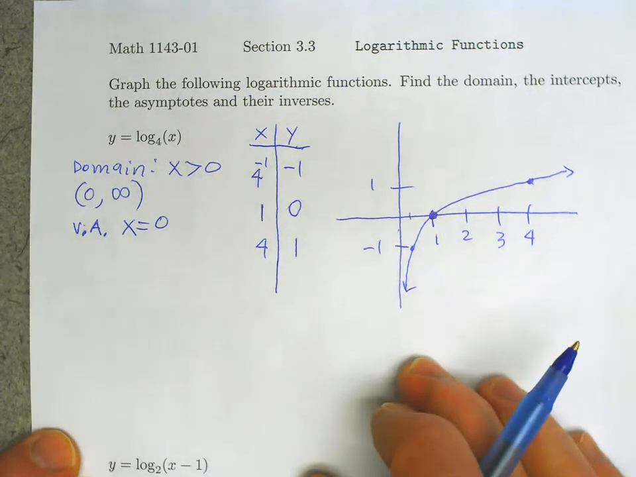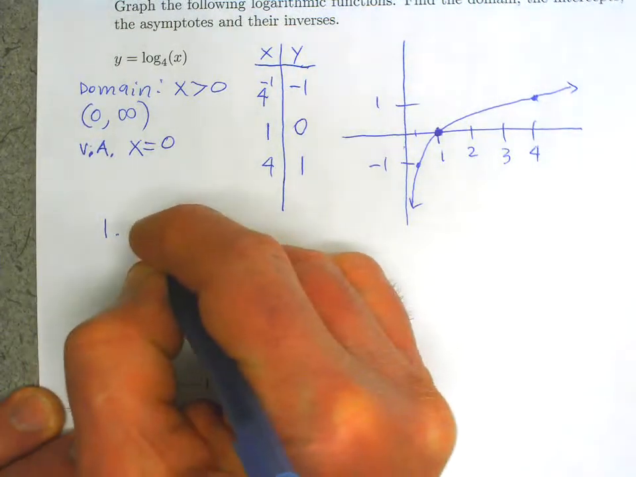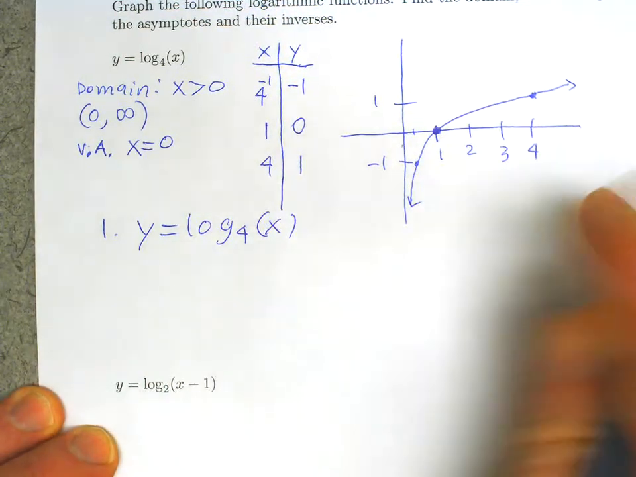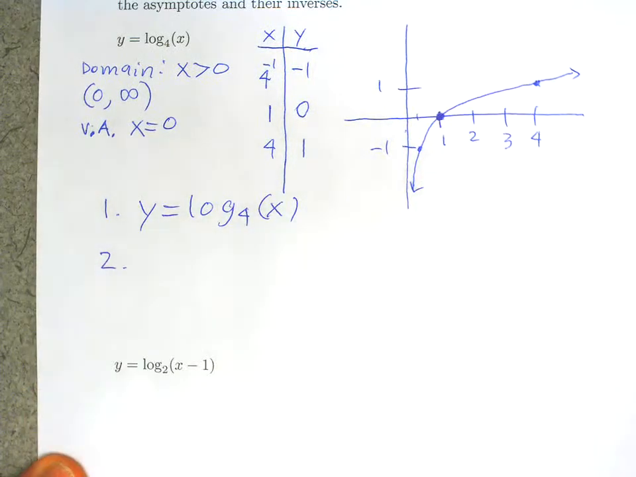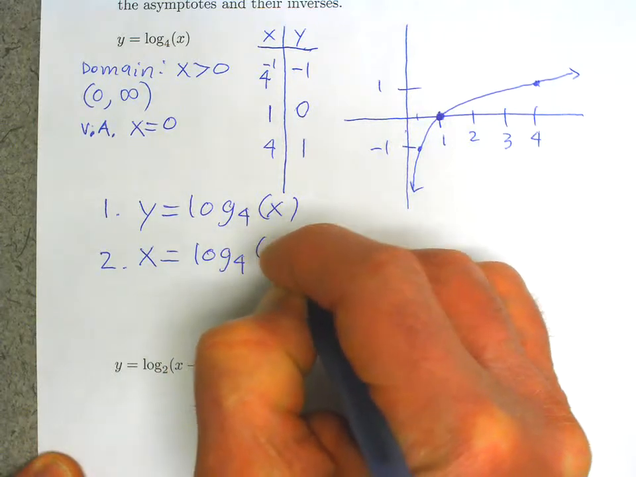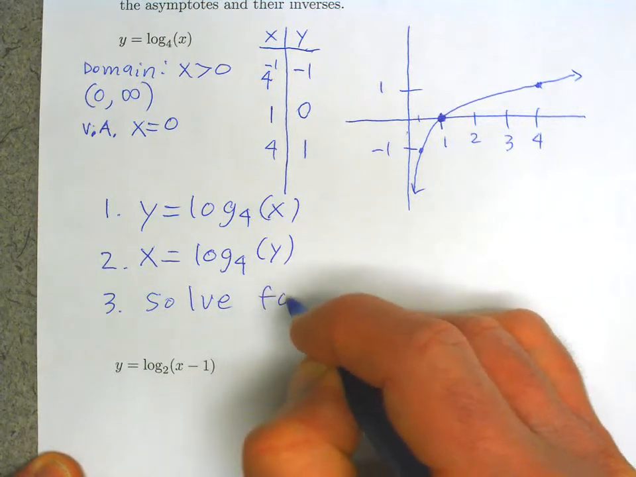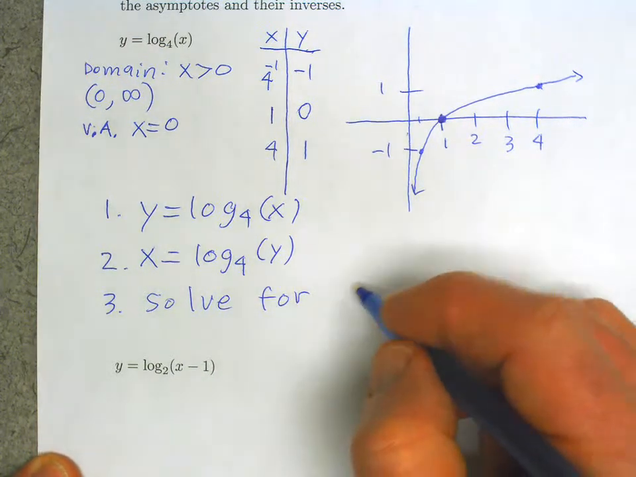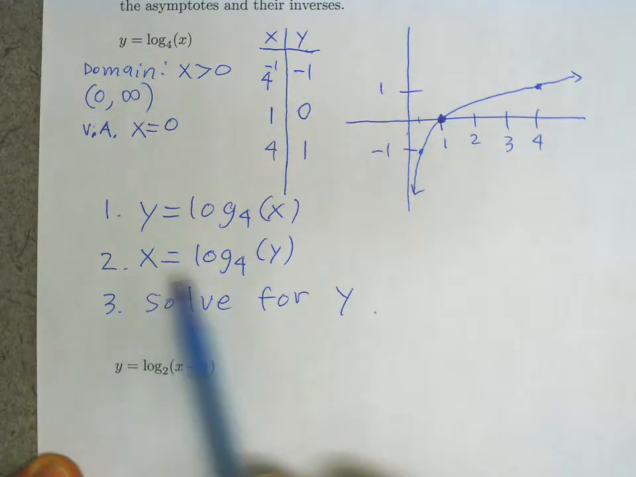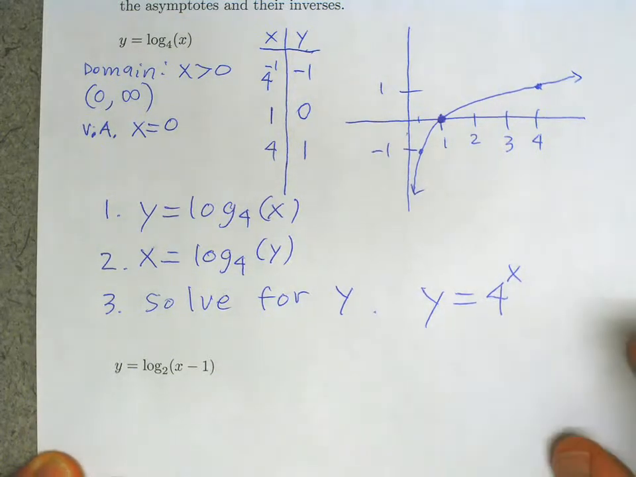And why don't we find the inverse step by step? 1, write y equals log base 4 of x. Step 2, interchange x and y, so we get x equals log base 4 of y. In step 3, solve for y. Well, we can do this in one movement. 4 raised to the exponent x equals y. So y equals 4 to the x is the inverse.